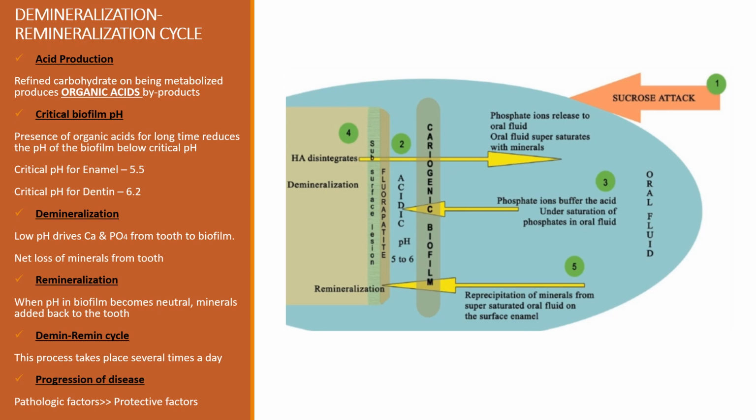Now, like we discussed earlier, there are pathologic factors and then there are factors that promote remineralization. Repeated demineralization events will result from a predominantly pathological environment, which will result in localized dissolution and destruction of the enamel, finally resulting in caries or a cavity.